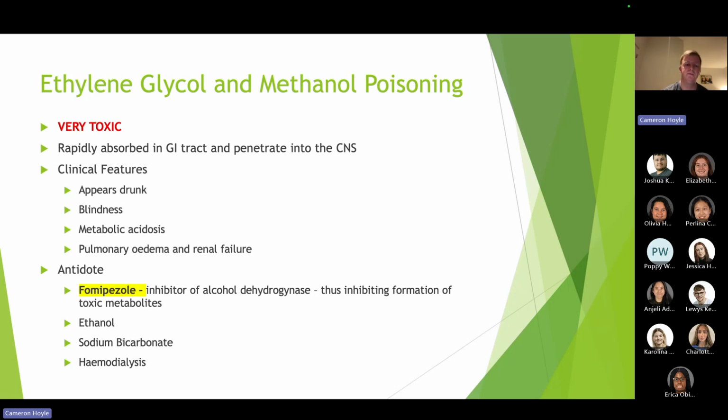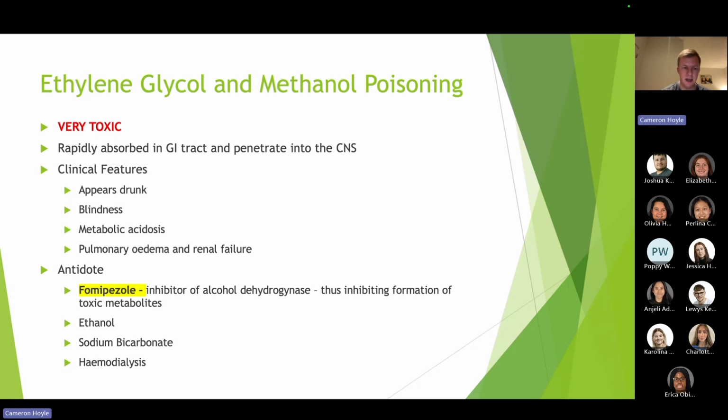It's really, really important. They will appear drunk, similar to alcohol ingestion. They may very well complain of blindness and vision problems. So if you've got a patient that appears drunk, but say has normal alcohol levels, or say they've not drank alcohol at all, then you need to consider ethylene glycol or methanol poisoning.